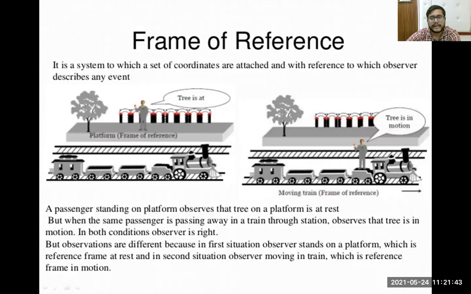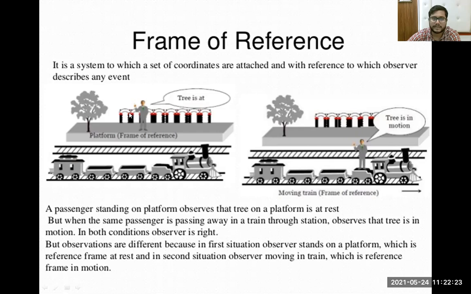Next, to understand the concepts of mechanics, first of all we have to understand what a frame of reference is. Einstein has given the concept of frame of reference. What is a frame of reference? It is a system to which a set of coordinates are attached, or with reference to which an observer describes an event. Or you can say it is a coordinate system where the observer is there and who will describe the event.